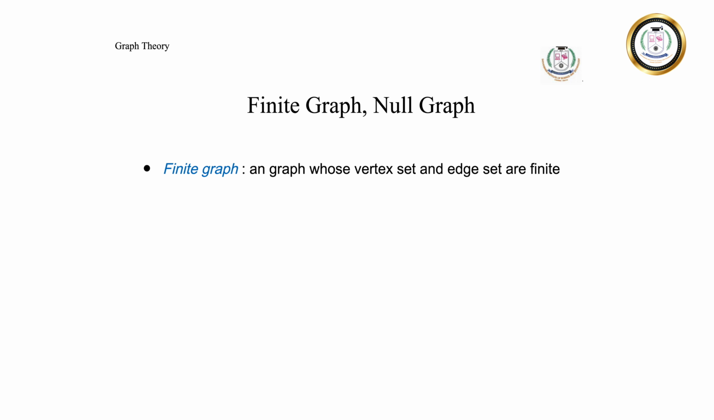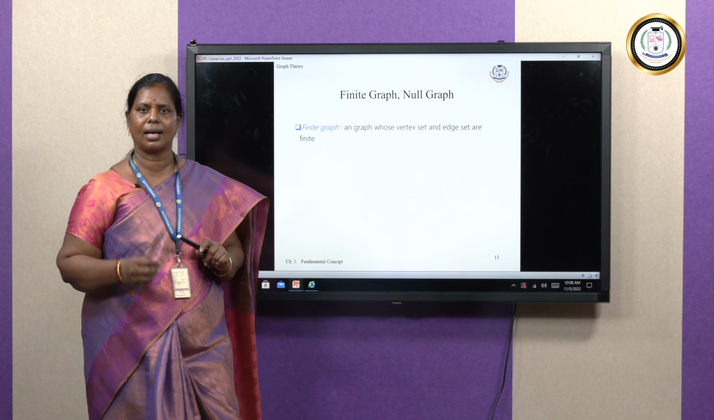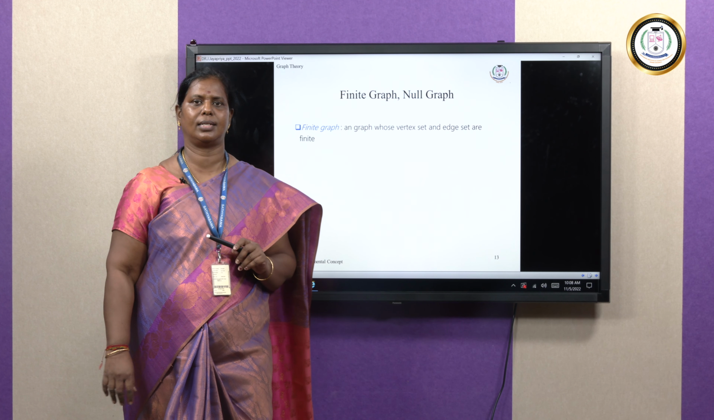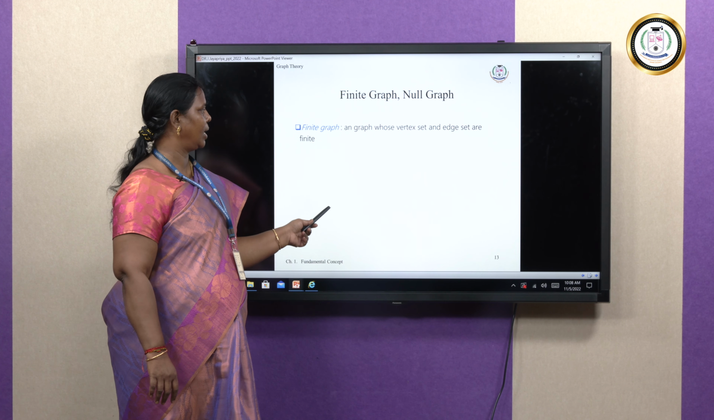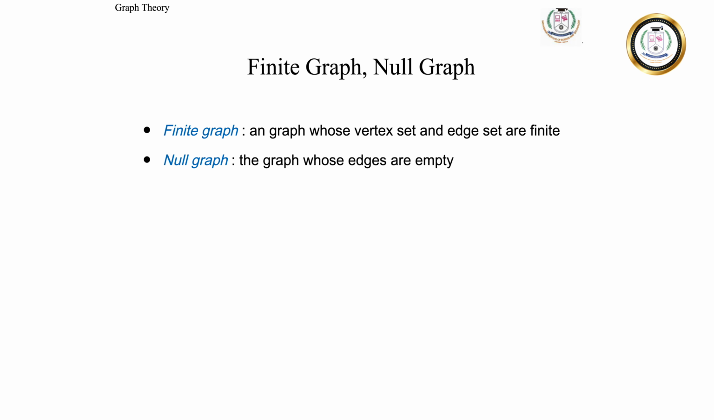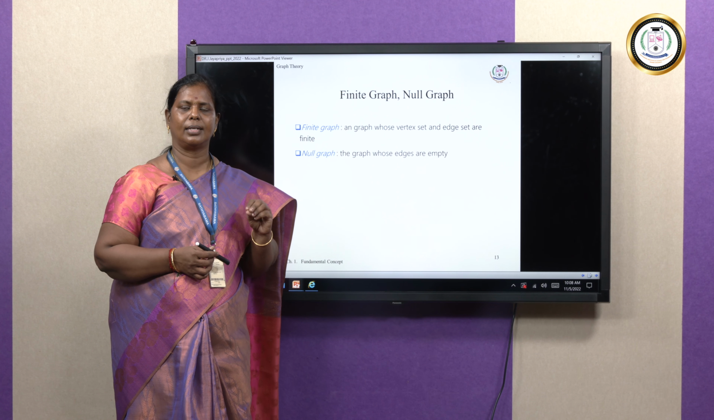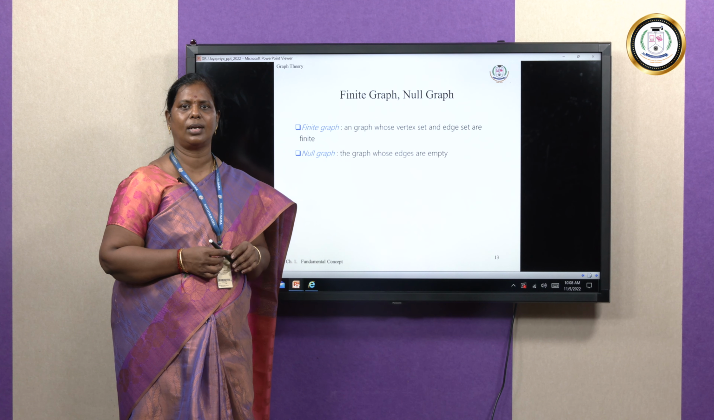Now let us look at when you call a graph finite and when you call a graph a null graph. Whenever a graph whose vertex set and edge set are finite, we call it a finite graph. Coming to the null graph, it is a graph whose edge set is empty. In other words, we have only the vertices, but the edge set is empty.